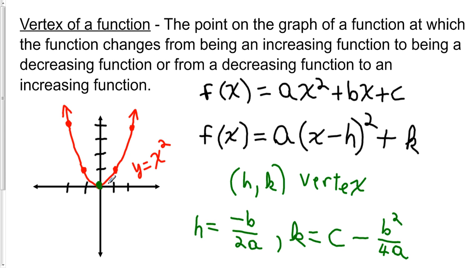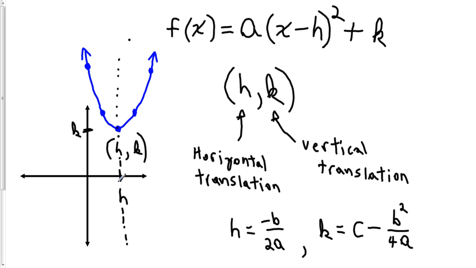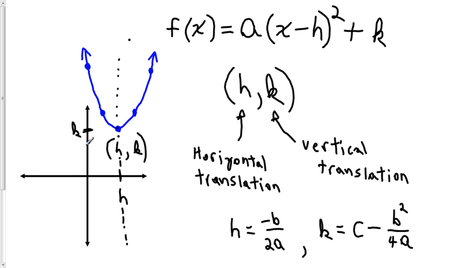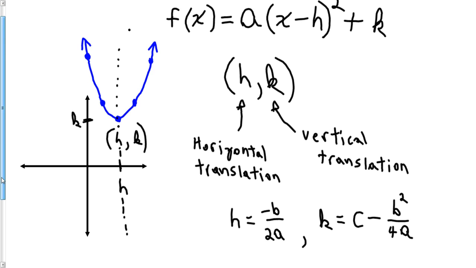Now, for the original squaring function, the line of symmetry is the y-axis. But once you translate the vertex h units horizontally and k units vertically, the new line of symmetry for that parabola, which is called the axis of symmetry, shifts over h units in the horizontal direction.